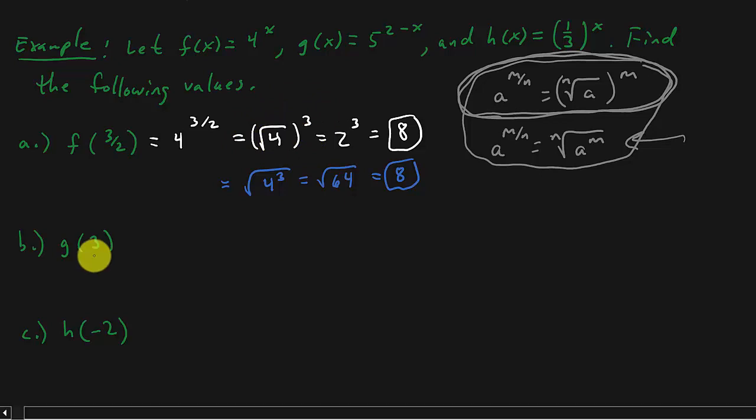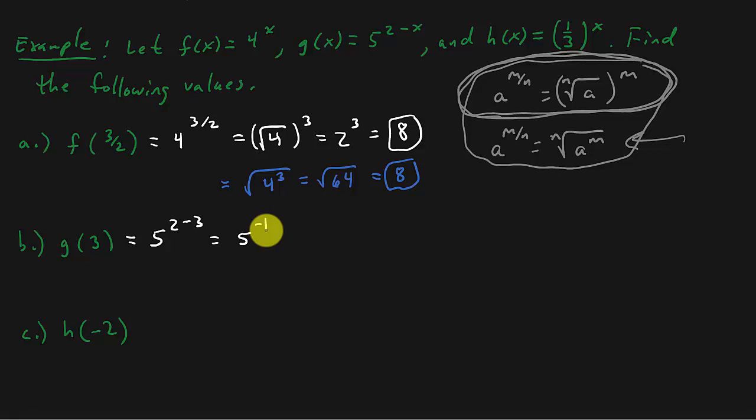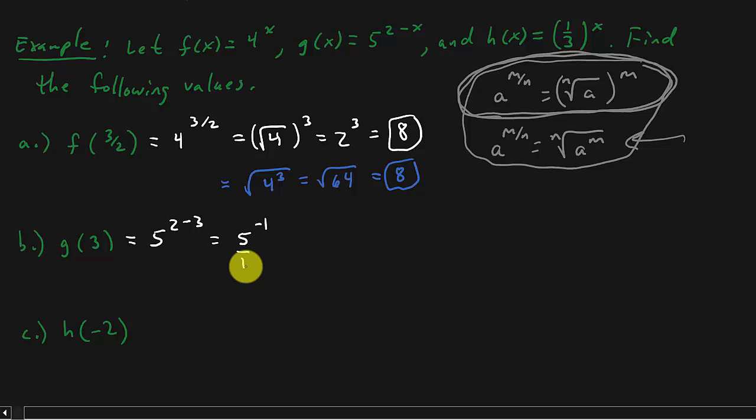All right, so now what about g of 3? I'm going to take the 3 and plug it in for x here. That's going to be 5 to the 2 minus 3, which is 5 to the negative 1. Now remember, in order to make your exponents positive, you can look at this as being over 1. If you move a term across the fraction bar, it changes the sign of the exponent. So if I move this 5 to the negative 1 down below, that's going to be 5 to the positive 1. It changes the sign of the exponent. So this would be 1 fifth, and there's your answer.